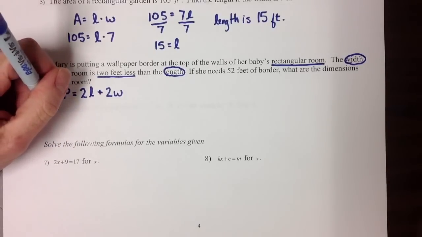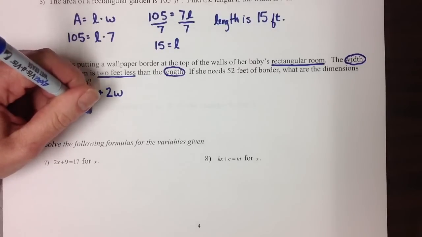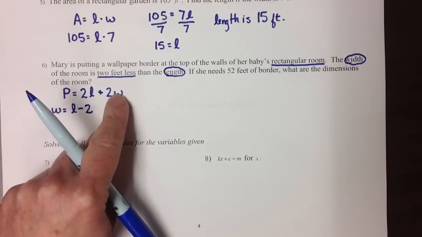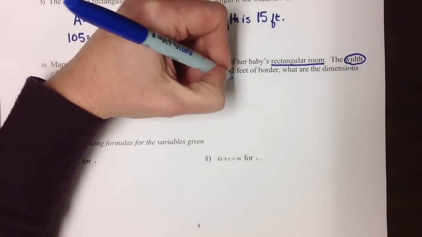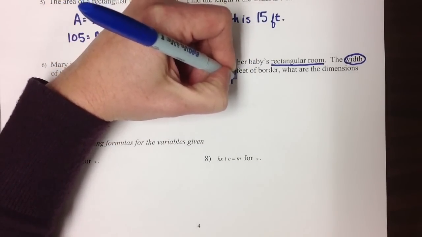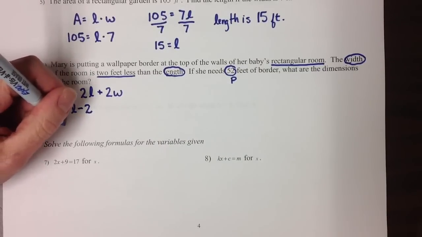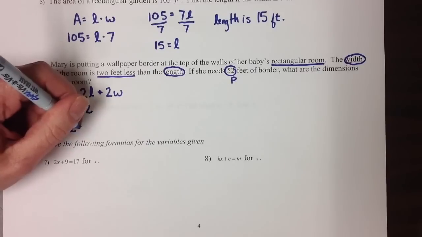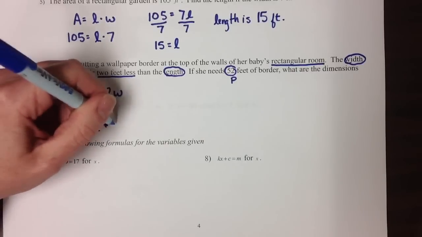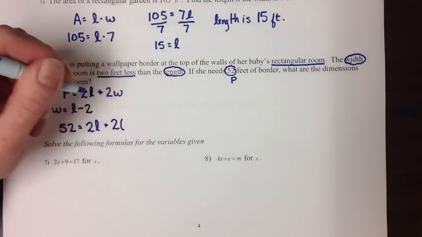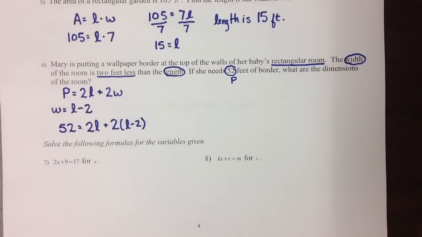So we can say, since the width is equal to the length, take away 2, we can substitute that value in for our W. They also tell us the total number of feet of border that she needs. So this 52 is going to be our perimeter. So rewriting the equation with the information we now know, P is going to be substituted with the number 52. 2 times L will stay the same, but instead of saying 2 times W, we're going to say 2 times L minus 2, because L minus 2 is the width.